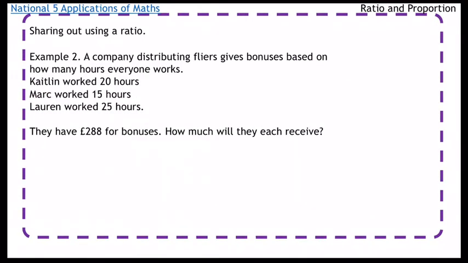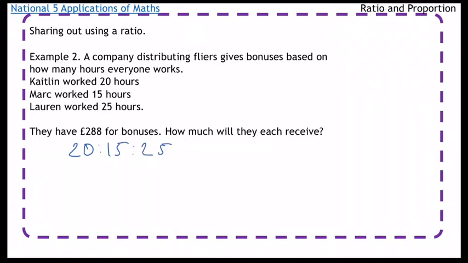Okay, example 2. A company distributing flyers gives bonuses based on how many hours everyone works. Caitlin worked 20, Mark worked 15, and Lauren worked 25. They have £288 for bonuses. How much will each person receive? What you'll notice first is there's no ratio, so we're going to have to make the ratio first. That ratio is to do with how many hours they've worked, so it's 20 to 15 to 25.